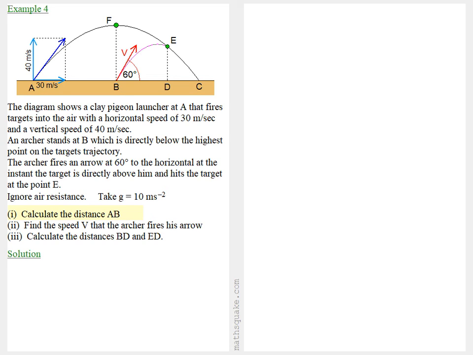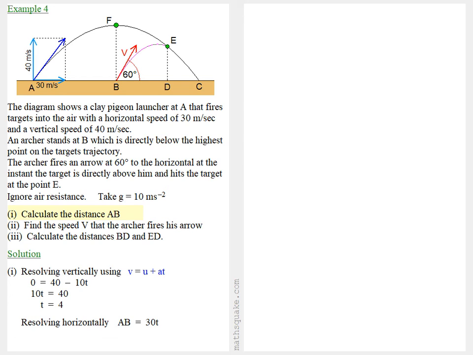Now to solve this, we first work out the time that it takes for the target to reach its maximum height. So resolving vertically and using v equals u plus at, at the highest point, its vertical velocity will be 0, so v is 0. Its initial vertical speed is 40, and taking a, the acceleration, as minus 10, that gives us 0 equals 40 minus 10t. Or 10t is equal to 40, so t is equal to 4.